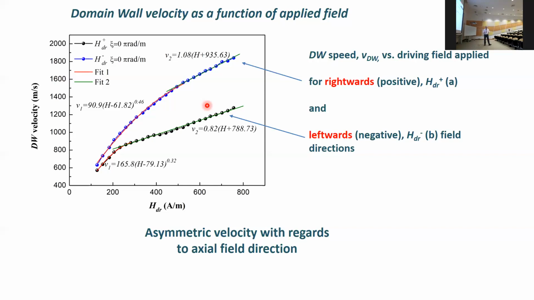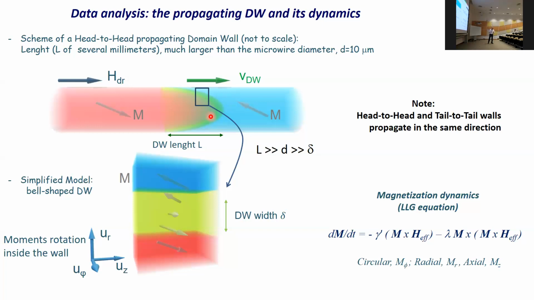But what is the origin of this asymmetric velocity? When we apply the field in one direction or the other, why is the velocity different? Well, we proceeded with a schematic. We are using this schematic view. We have the microwire, and here we consider a parabolic domain wall during its propagation. This is a head-to-head domain wall. In fact, this is not to scale. Actually, the length of the domain wall is much larger than the diameter of the microwire. But just to see it more clearly, we have a head-to-head domain wall.